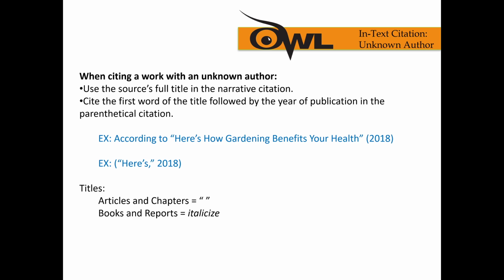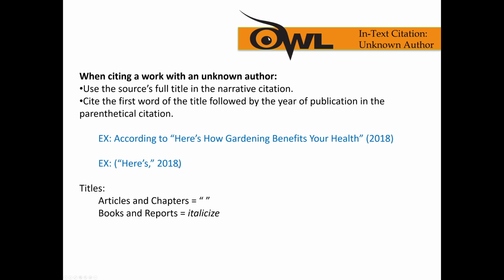Sometimes what happens is you find a piece of information or a text and you don't know who the author was. This is really common if you're taking information from Statistics Canada or a government organization that publishes data that were collected by teams of people. So you can't attribute it to one particular author. If that's the case, then instead what you're going to do is use the source's full title in the narrative citation. So according to Here's How Gardening Benefits Your Health, 2018. If you were to put it in parentheses, just take the first word from the title, here's, put that in quotation marks like that, and then the year of publication.